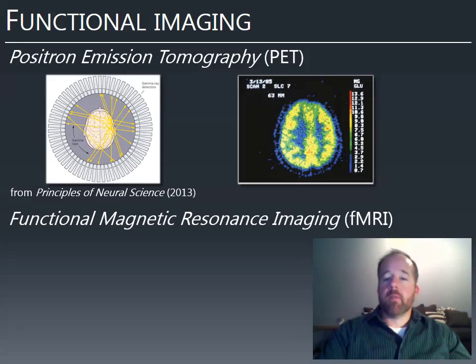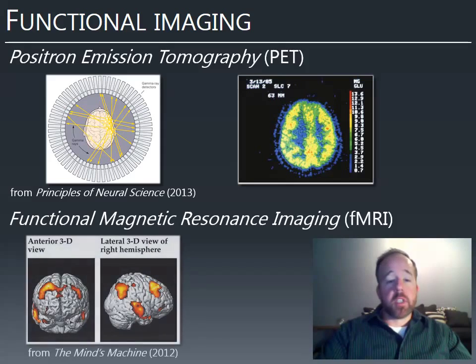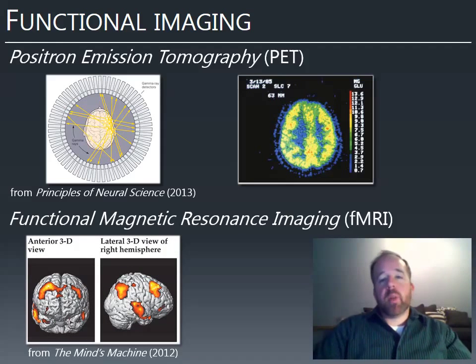There's also functional magnetic resonance imaging. The MRI part, of course, is what we saw on the last slide. The F part is new, functional. And this uses the same machine, but looks at a slightly different phenomenon. So what an fMRI does is it looks effectively at blood flow.